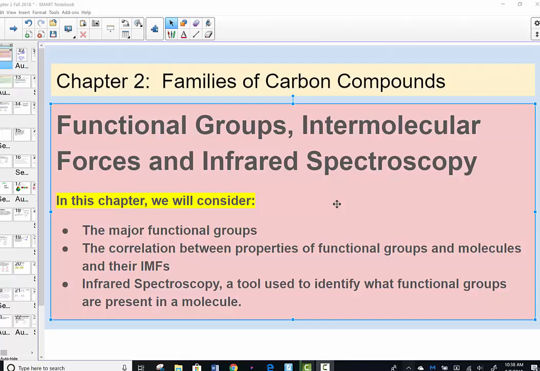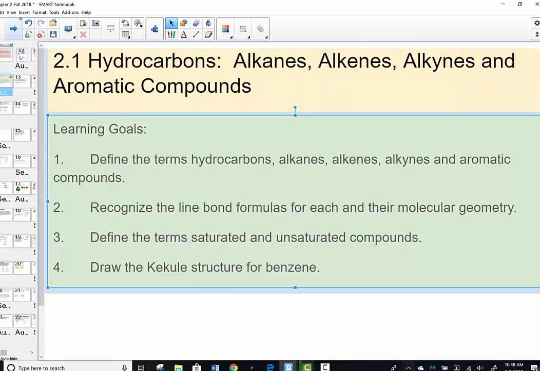The team will begin looking at the backbone of all organic compounds, known as the hydrocarbon. The hydrocarbons are alkanes, alkenes, alkynes, and the aromatic compounds. In the first section, we learn how to define a hydrocarbon. We look at the families that belong in that group, called ane, ene, yne, and aromatics. We recognize the line bond formula for each of their molecular geometry.